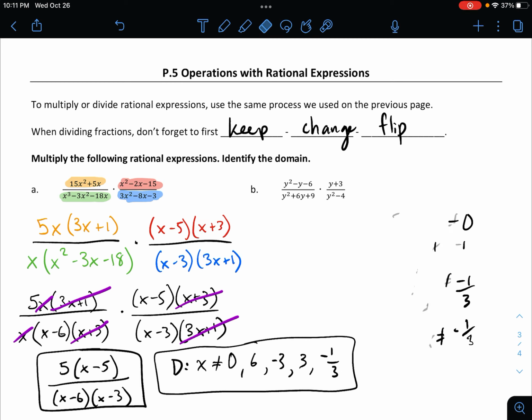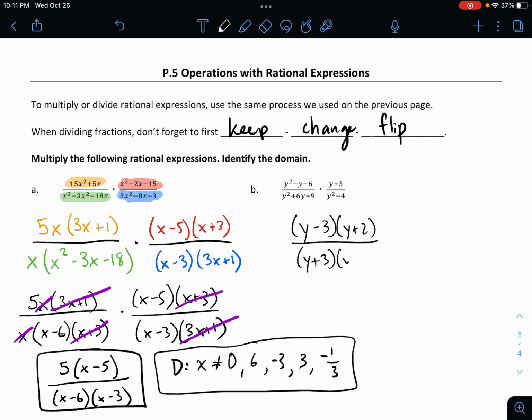All right, so when we look at letter B, we see that in this first numerator, we're going to have a y minus 3 and a y plus 2. In the denominator, we'll have y plus 3 and another y plus 3. In the second fraction, we're going to have a y plus 3. That doesn't change. This is a difference of squares, so y plus 2 and y minus 2.